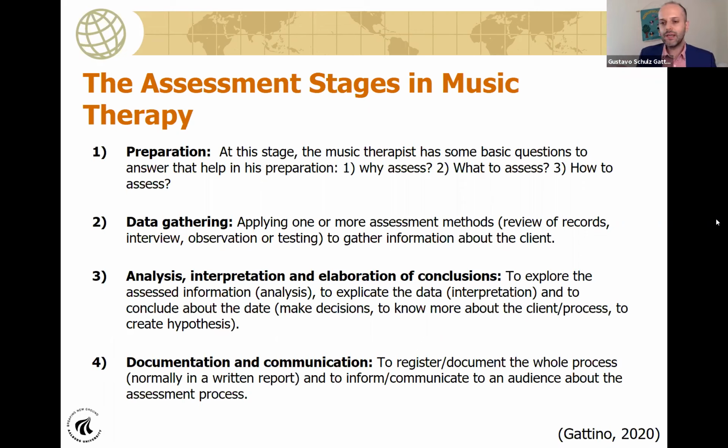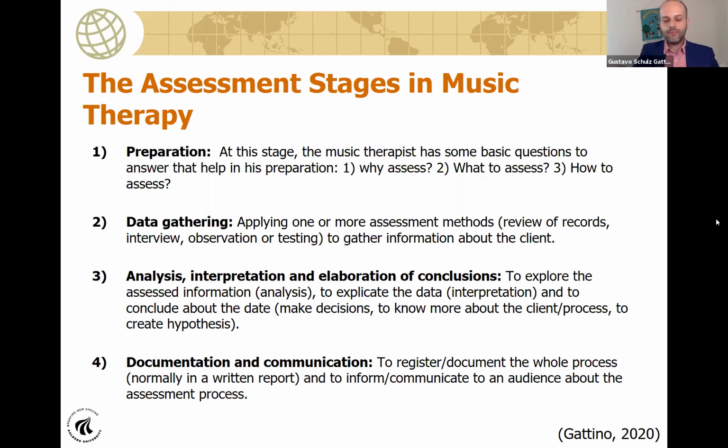But basically, it's about making decisions to accept or reject hypotheses and also to know more about the client or the music therapy process. So, for example, do I need to change the goals that I'm working with this client? What about the role of these goals in the music therapy process? So maybe I can conclude that this client needs different goals for the music therapy process.